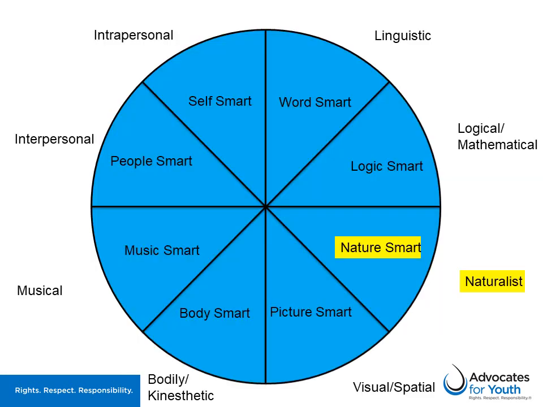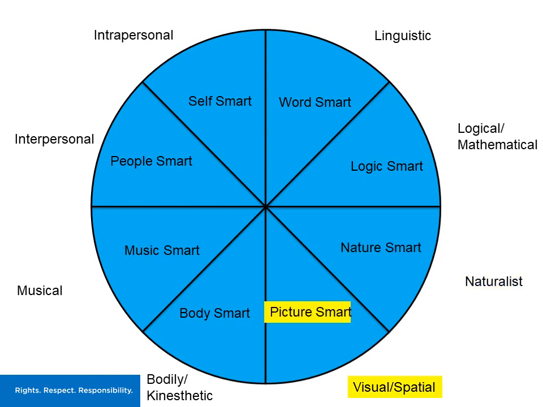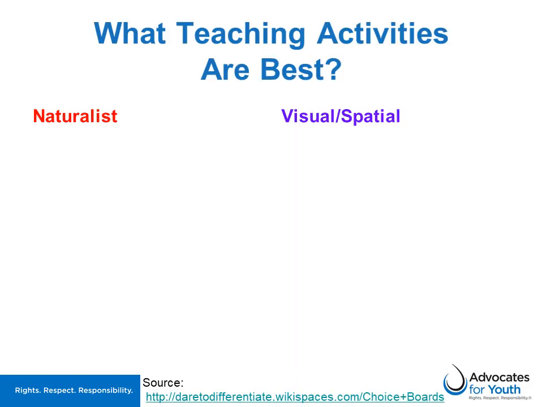Let's look at a couple more. Next up is naturalist, which is one I think fewer people have heard of or are familiar with, but certainly true for some of our students, as well as visual spatial. That's for folks that really resonate with images and diagrams. So let's look at what teaching activities are best for those two types of intelligences.